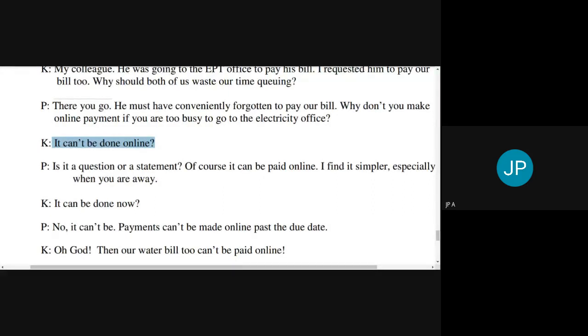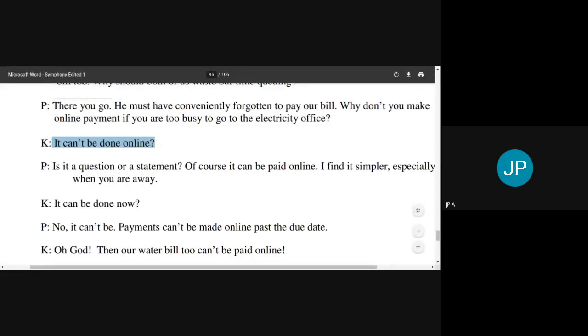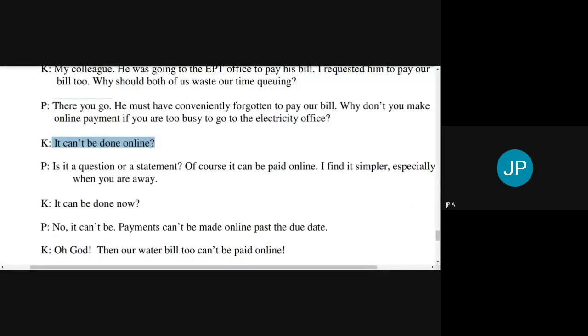It is the structure of a plain statement. It is a statement structure, but that cannot be used as a question structure. Just because you add a question mark, it doesn't become a question.